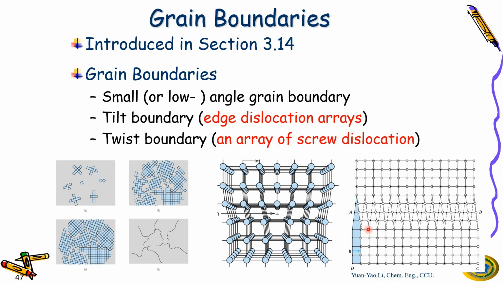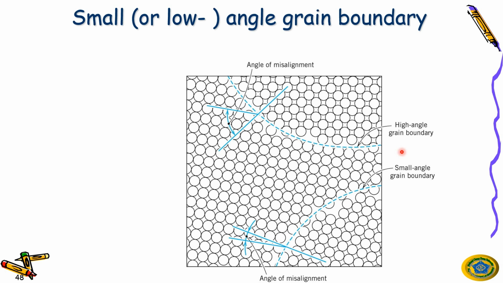This is screw. And the twist boundary is the array of the screw dislocation. So let's take a look at these three topics.